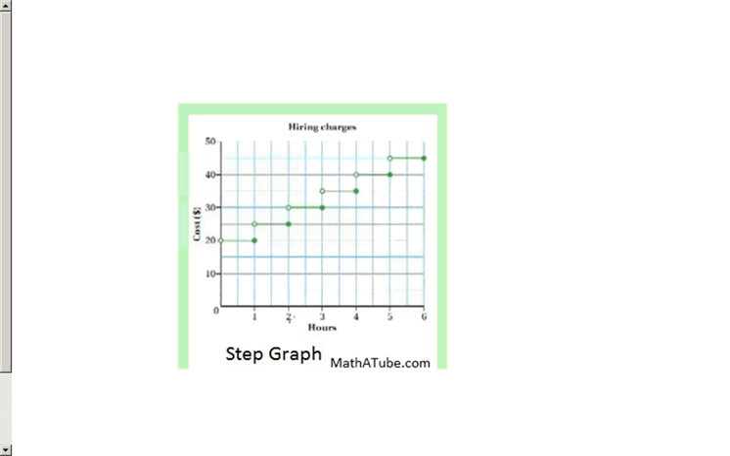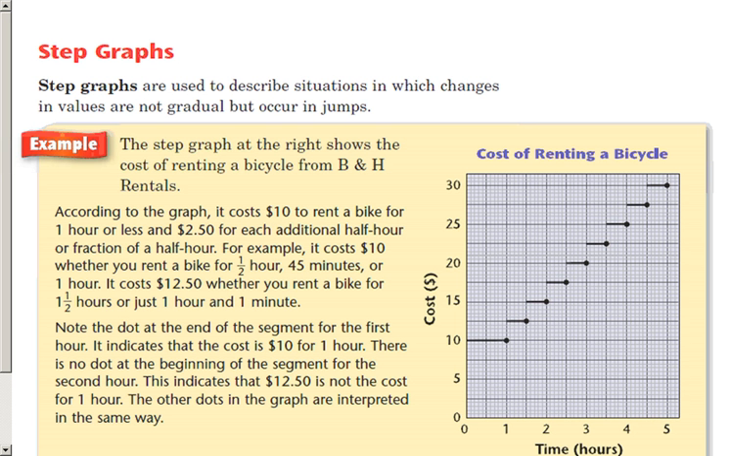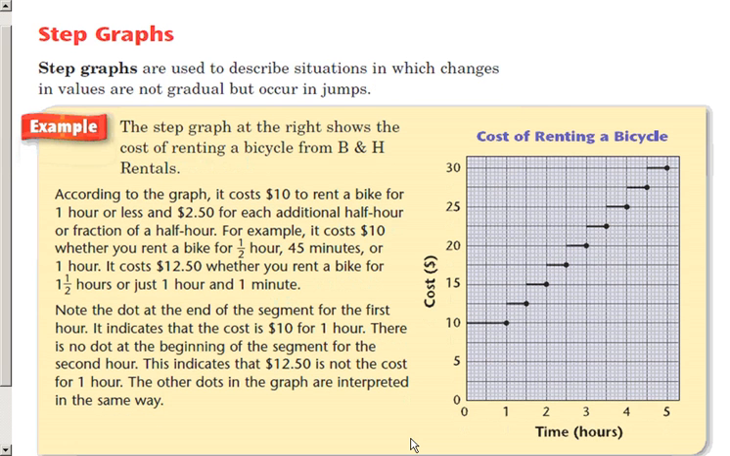So let's look at another example. And again, you'll see step graphs show changes that are not gradual but are in jumps. So on this step graph, we're showing the cost of renting a bicycle. Again, we've got cost on our vertical axis and time on the bottom. Again, we said it's a good way to measure distance and time. So somebody wants to rent a bicycle, and you'll notice that if they rent it from 1 minute up to 1 hour, they are going to be charged $10. So it's $10 for 1 hour or less. It doesn't matter if they rent it for 15 minutes or 30 minutes. On this step, they're still going to pay $10.